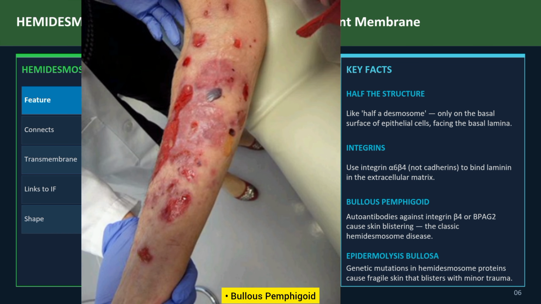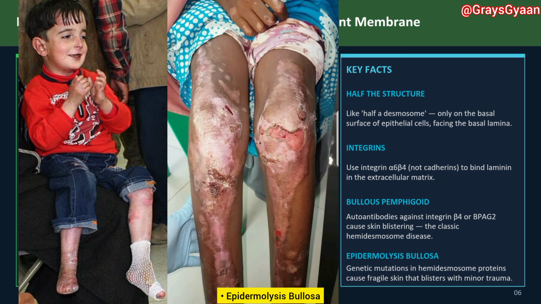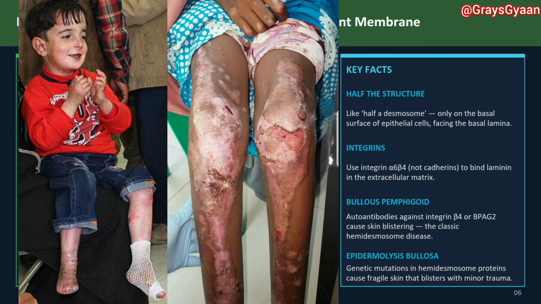Bullous pemphigoid, the most common autoimmune blistering disease. Autoantibodies attack BPAG2, also called BP180 or BPAG1, destroying hemidesmosomes, causing subepidermal blisters. Tense blisters on normal or red skin. Nikolsky's sign is negative, unlike pemphigus. Epidermolysis bullosa: genetic mutations in hemidesmosome proteins, skin blisters with the slightest touch. A devastating condition in children.